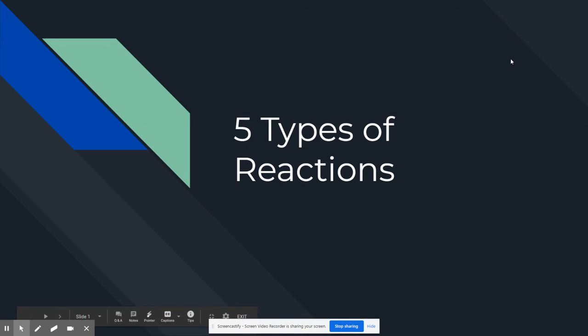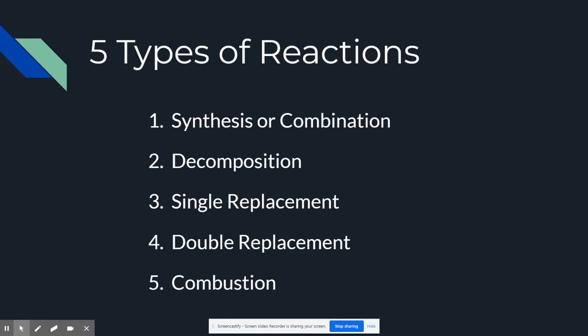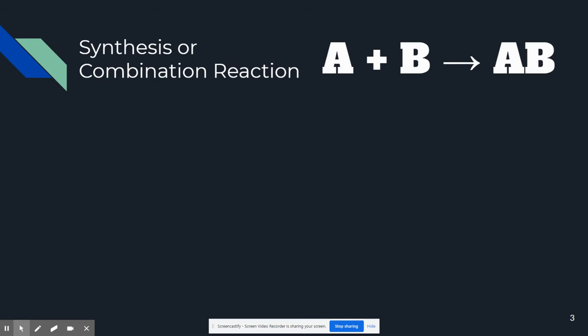Hey, welcome class. We're going to talk about the 5 types of reactions that you might come across in chemistry. So the 5 types are synthesis, or you could name it as combination. You have decomposition, single replacement, double replacement, and combustion.